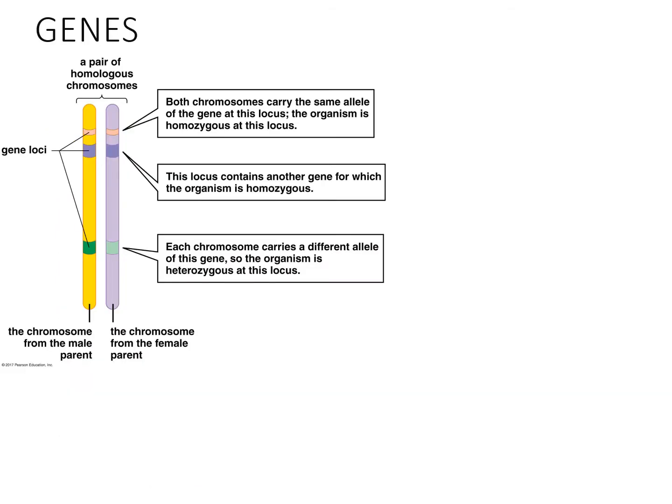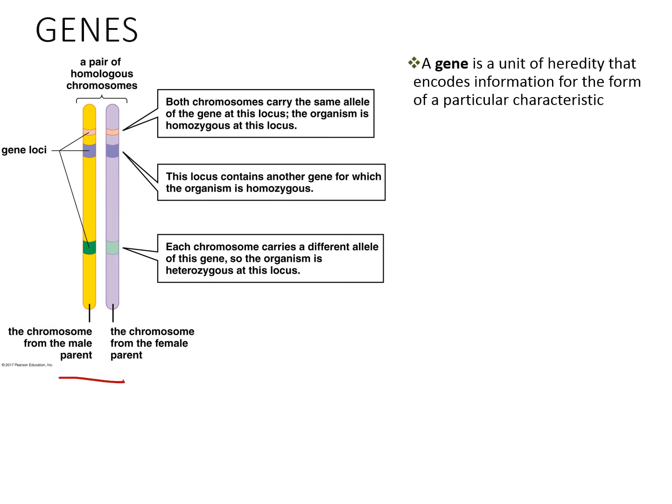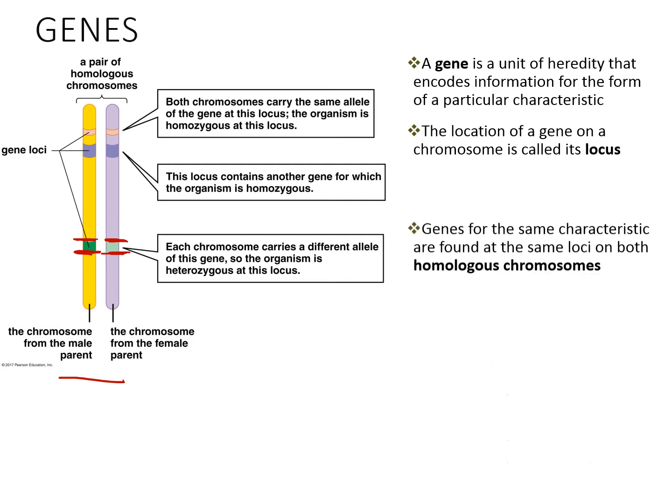Genes, and also a pair of homologous chromosomes shown right here. So some terms we need to know. A gene, the unit of heredity, encodes information to form a particular characteristic or trait. The location of a gene on a chromosome is called its locus, and we usually represent them with colors. And these are much bigger than the actual gene is. So I'm circling one on the left and then one on the right. Those both represent the same gene. And in that case, different alleles. And because it's the same gene, they're at the same locus.